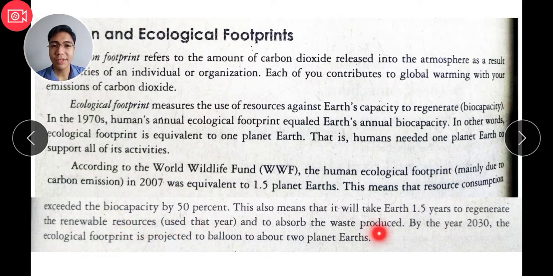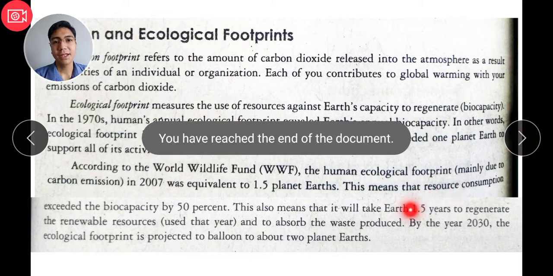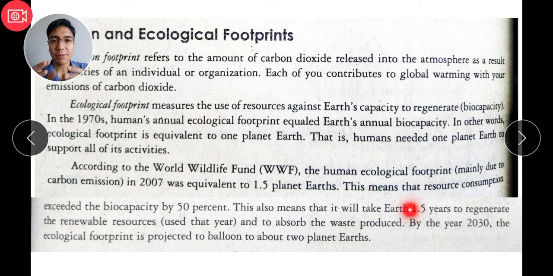This also means that it will take 1.5 years to regenerate the renewable resources used that year. So meaning, kailangan pa natin ng 1.5 years para i-regenerate yung mga resources na nawala. Para mapunan yung kulang, yung kailangan natin. Okay? Kumbaga, by the 2030, the ecological footprint is projected to balloon to about two planets. Imagine mo, dahil sobra na, mas mataas yung gamit natin ng resources kaysa sa pag-regenerate ng Earth. Okay, hindi na kaya yung kapasidad ng resources natin.